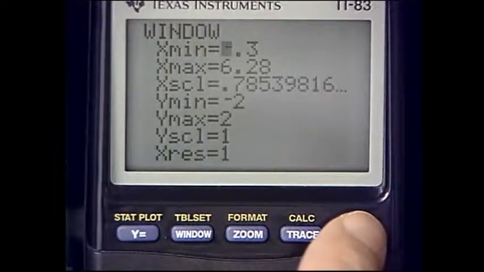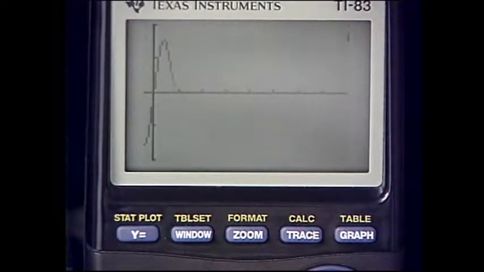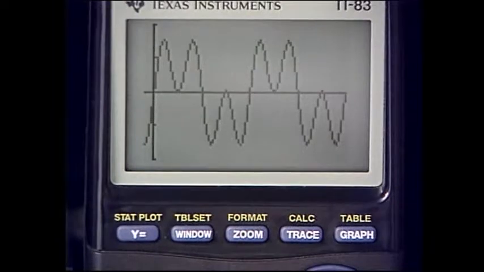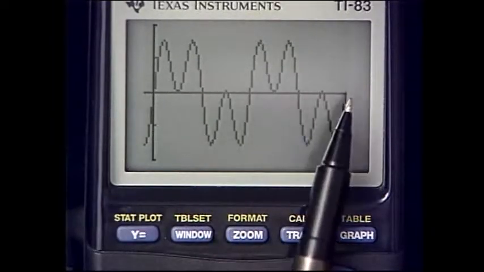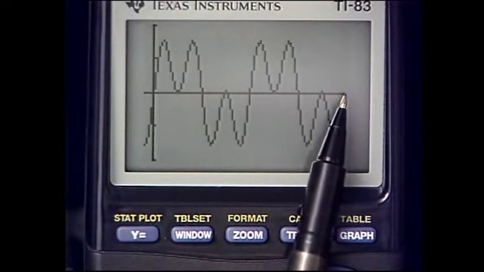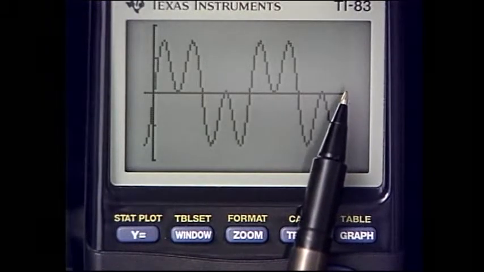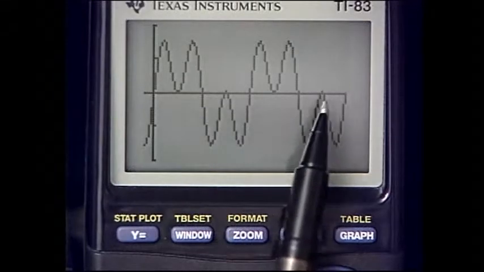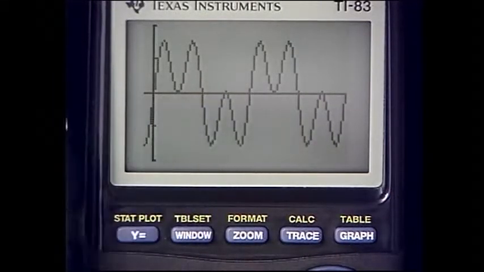And here comes the graph. 0, pi over 4, 2 pi over 4, 3 pi over 4, 4 pi over 4, 5 pi over 4, 6 pi over 4, 7 pi over 4, and 8 pi over 4. The 8 pi over 4 doesn't count because that's nothing but 2 pi and that's not part of our domain. So these are the expected x-intercepts that we found earlier algebraically.